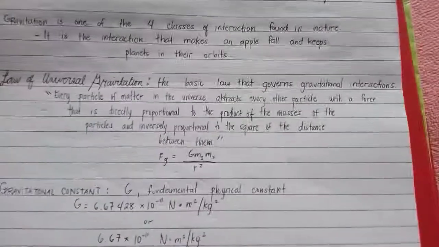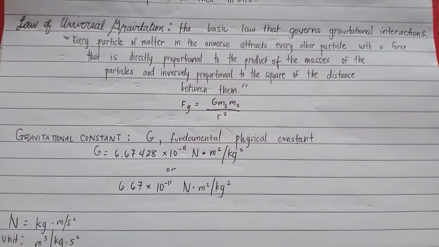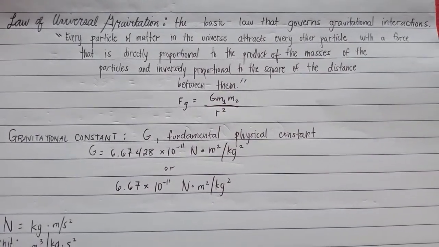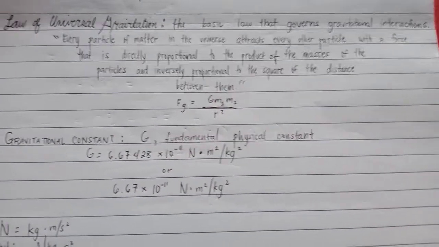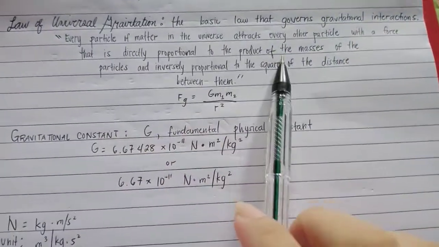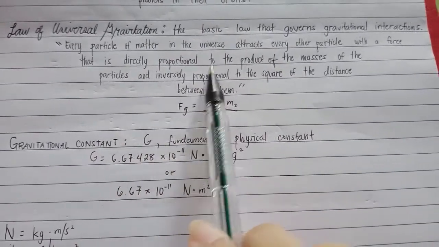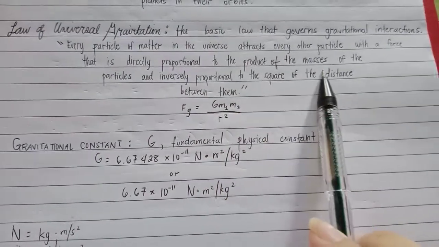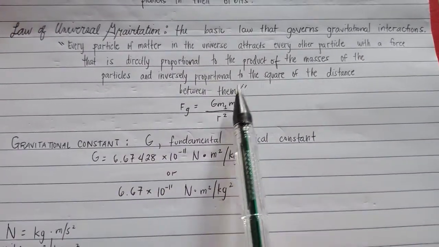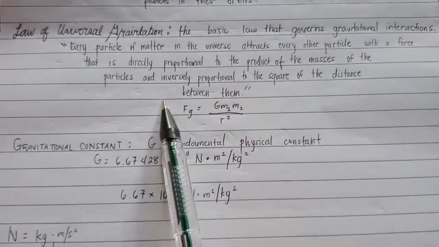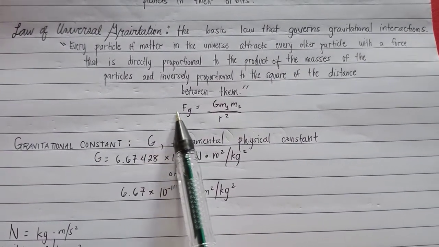So, the law of universal gravitation is the basic law that governs gravitational interactions. It states that every particle of matter in the universe attracts every other particle with a force that is directly proportional to the product of the masses of the particles and inversely proportional to the square of the distance between them. This is the equation for the law of universal gravitation.